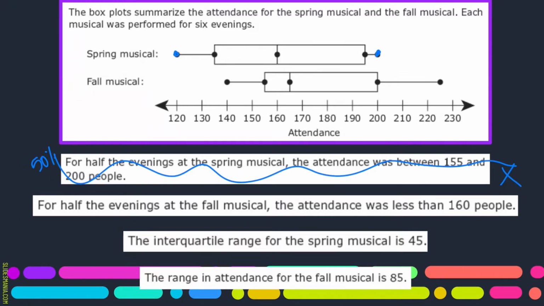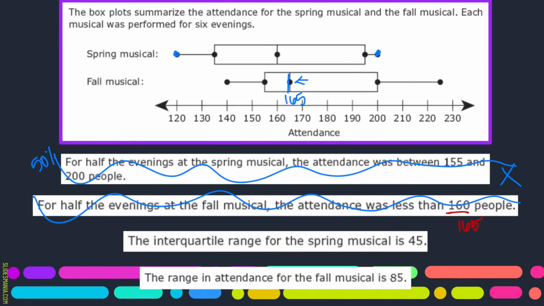Then for half of the evenings in the fall musical, the attendance was less than 160. So our 50% mark is our median right here, which falls at 165. So then this statement is not true. In order for us to make it a true statement, this 160 would have needed to be the median's value, which was 165.